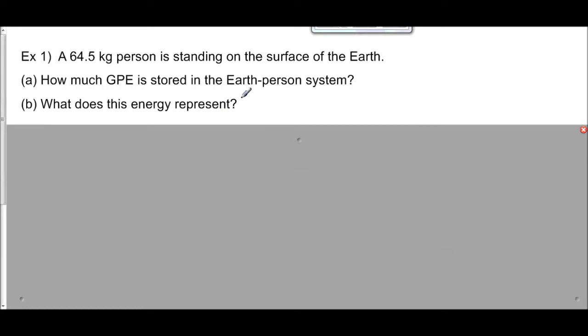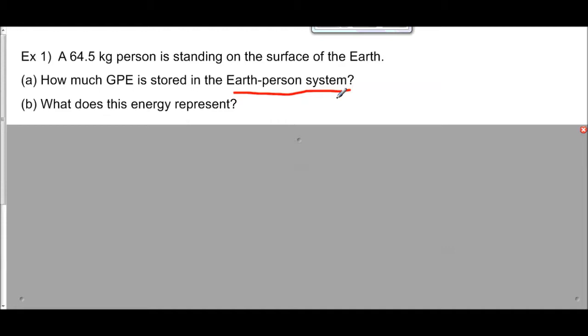Let me just talk a second about this idea of an Earth-person system. Again, in grade 11, we probably talked about how if a person's standing on top of a ladder, that person has potential energy. But an equally valid way to talk about that is that the Earth itself has potential energy, looking at the force that the person's applying on the Earth, and they come with the exact same number.